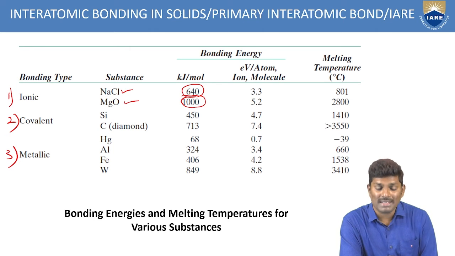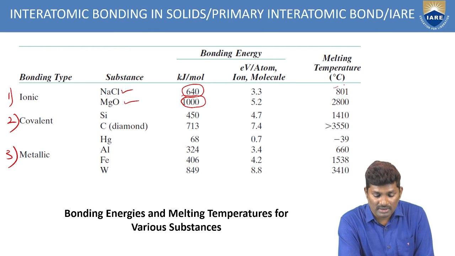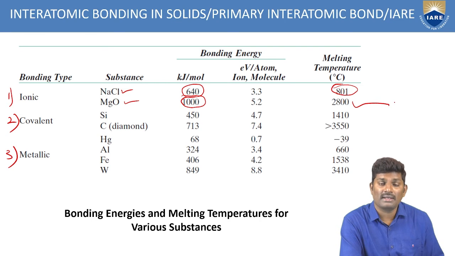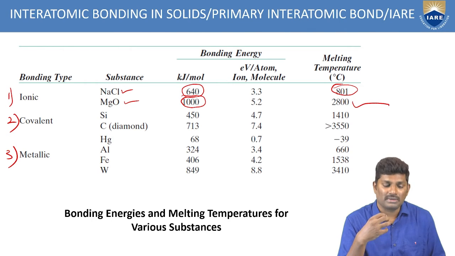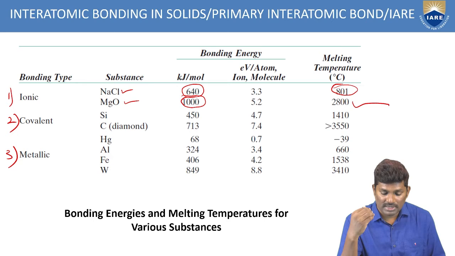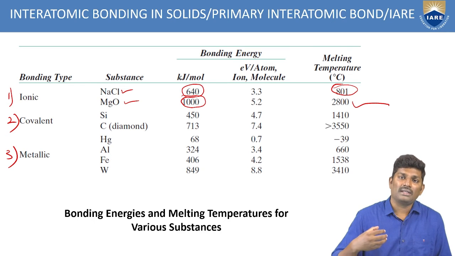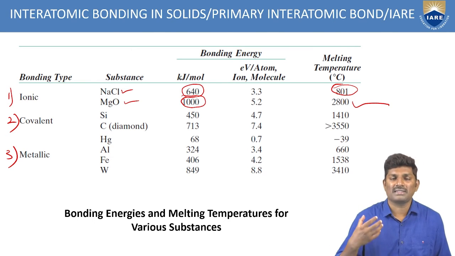Again, if you go with the melting temperature, this should also be very high. Here you have 2800 degrees centigrade. That means when you heat MgO up to 2800 degrees centigrade, it won't melt; only after reaching 2800 degrees centigrade does it start melting. So the material can resist up to 2800 degrees centigrade.